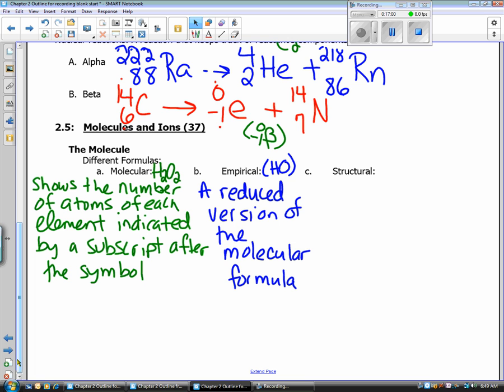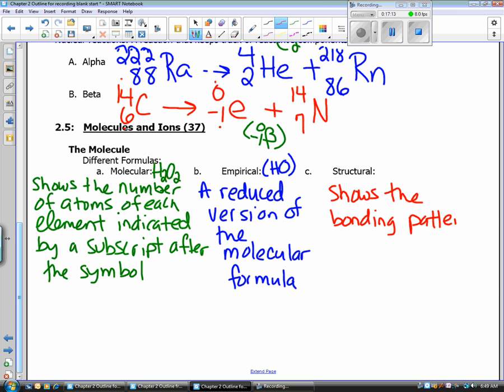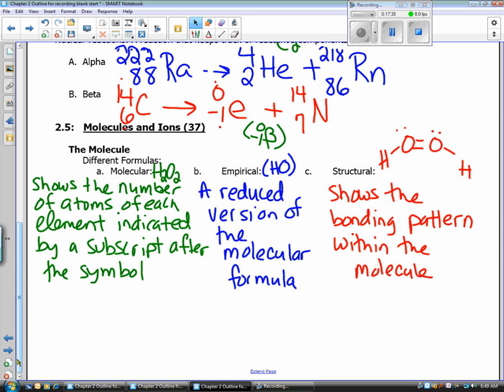Now the last type of formula is called the structural formula, and that's actually going to show the structure of the molecule. So it shows the bonding pattern within the molecule. So for hydrogen peroxide, this would be the structural formula. And we'll learn how to draw those. Don't worry, we will. But it's going to look like that. Those are the three different types of formulas we're going to be dealing with when we deal with molecules.